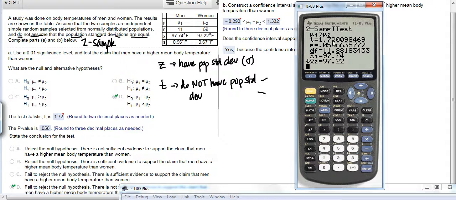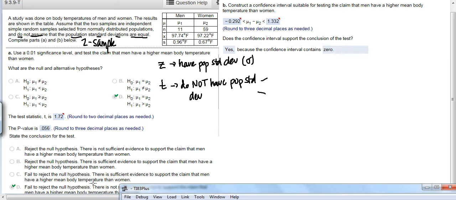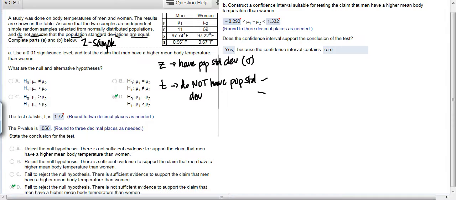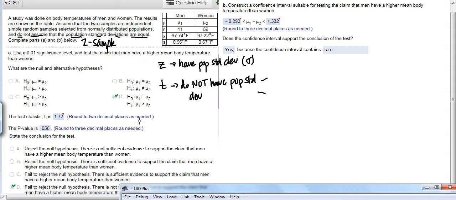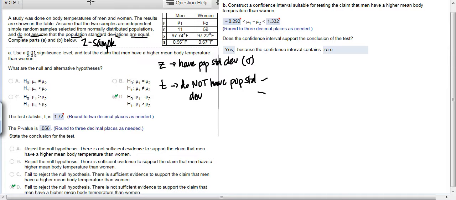And so that's where we get our T is 1.72 as shown here, and our p-value is 0.56. When you round that, you get 0.56. And then our conclusion for our test is we would fail to reject the null hypothesis because there's not sufficient evidence to support the claim. And again, that's testing against a significance level of 0.1. So remember, what we mean here is that this number needs to be less than 0.01, and it's not, and that's why we choose fail to reject, and there is not sufficient evidence.